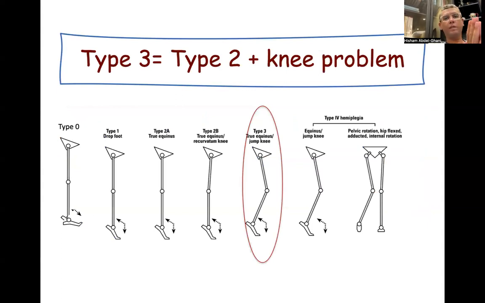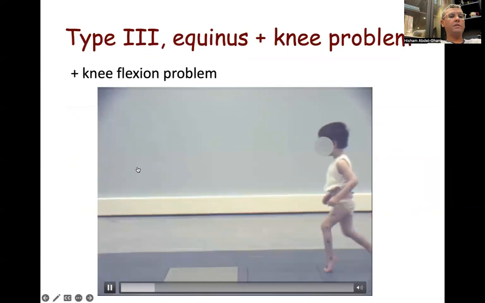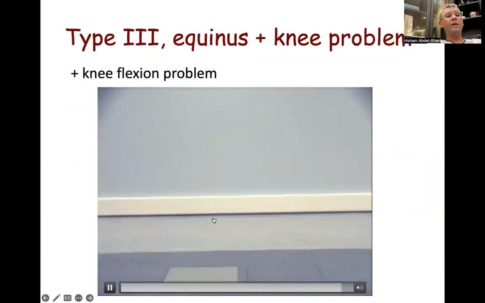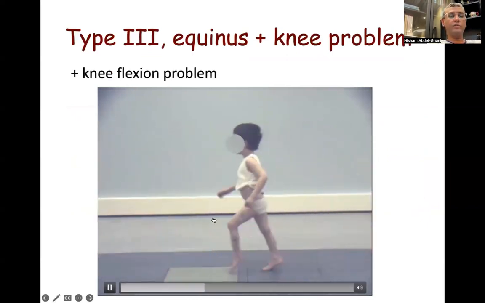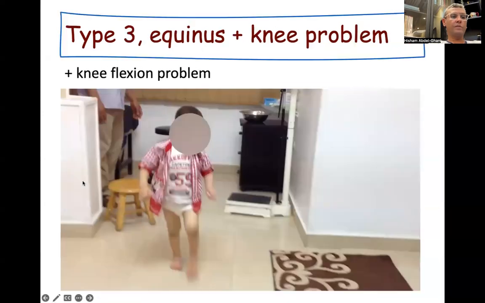Type 3. Type 3 is the same as type 2. There is shortening of the plantar flexors, but in addition, there is abnormality of the knee joint or the muscles around the knee joint. So it is either the hamstring causing flexion deformity or the quadriceps causing stiff knee gait. This is the flexion deformity. Look, the child cannot achieve full knee extension in mid-stance.